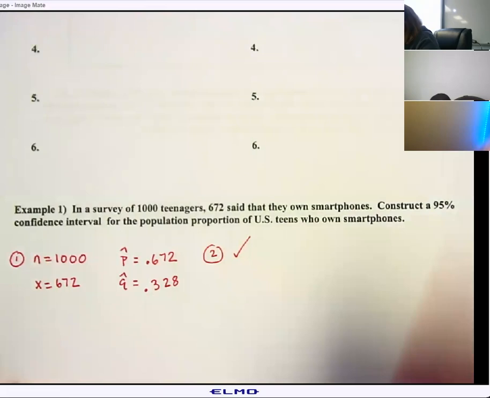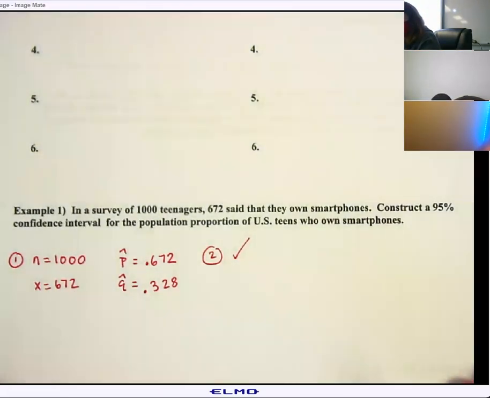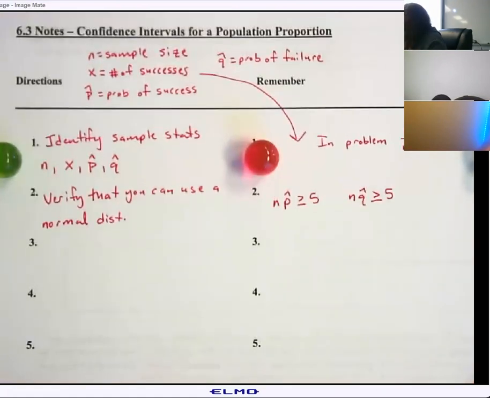You guys still like this? I'm doing steps and at the same time doing a problem. Okay, are we good, Mitchell? Yeah. Okay.